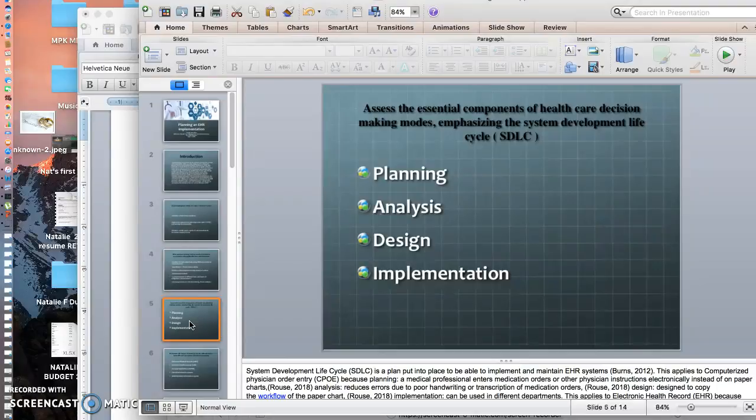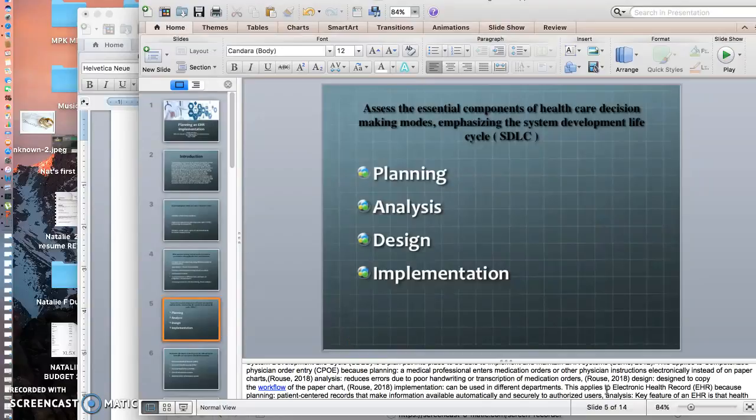Design is designed to copy the workflow of the paper chart, and implementation can be used in different departments. This applies to EHRs because patient-centered records that make information available automatically and securely to authorized users. Analysis. Key features of the EHR is that health information can be created and managed by authorized providers digitally and shared among other providers across more than one healthcare organization.